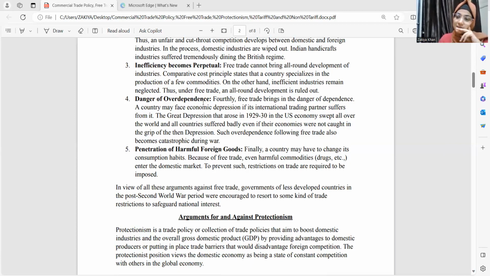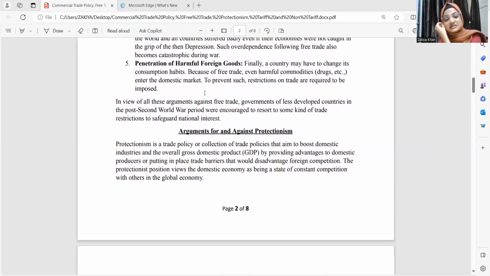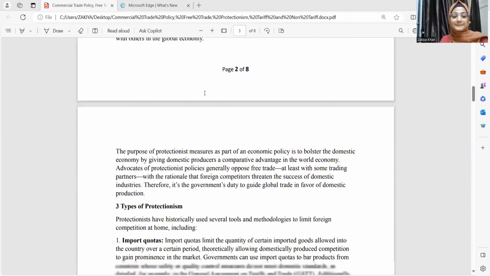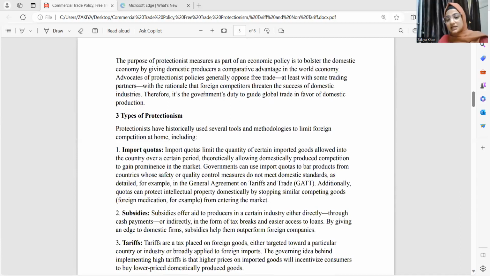The government needs to keep in place protectionist policies. There are three kinds of protectionist policy. The first one is import quotas. Import quotas means the government of our country is limiting quantities. Quantity-wise, it is limiting the import of goods over a period of time.